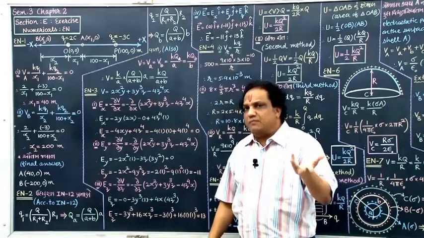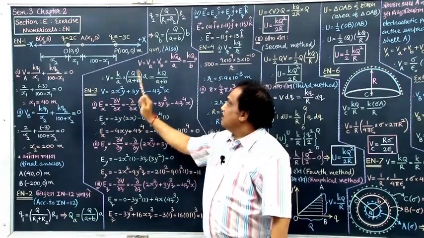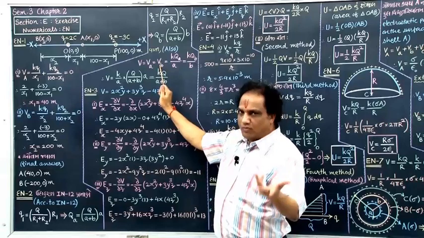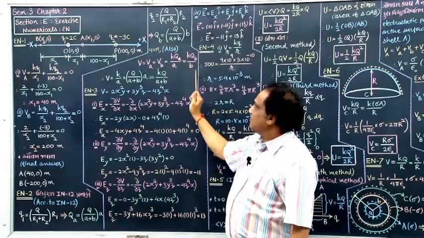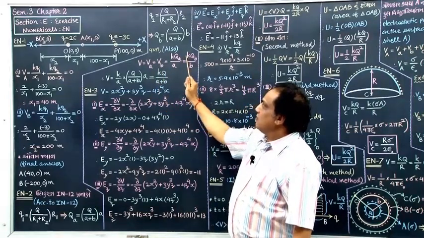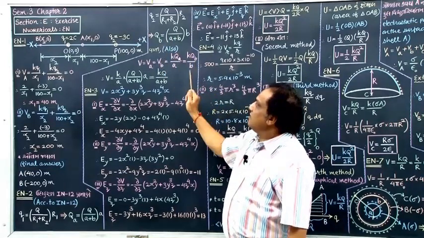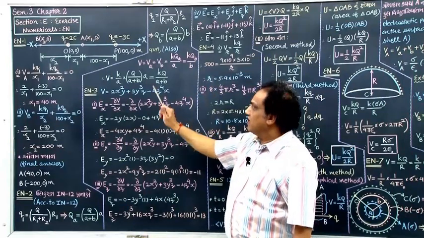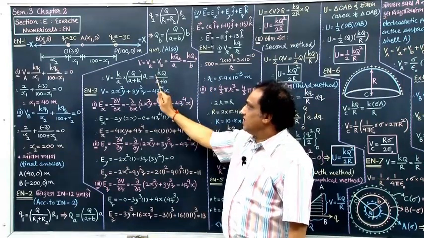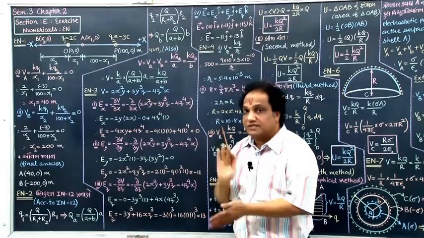Got it? Somebody may find out the same formula using V equals VB. No problem. Then he will write K upon B into QB. But QB is this much. At that time the B and B get cancelled, and finally you will get the same result: K into total charge upon total radius.